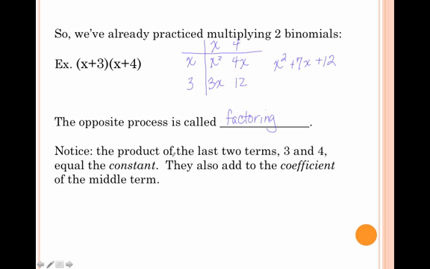Notice, and here's the note, that the product of the last two terms, which were 3 and 4, were also able to be added, 3 plus 4, to give me the coefficient of the middle term. And this is not by accident. Okay, so we're going to see how we can use that information to actually factor when we're given a polynomial.